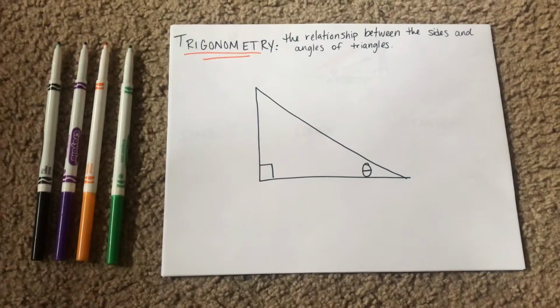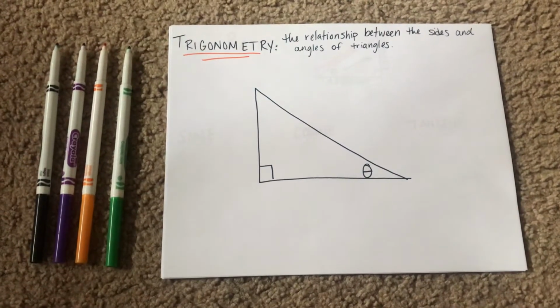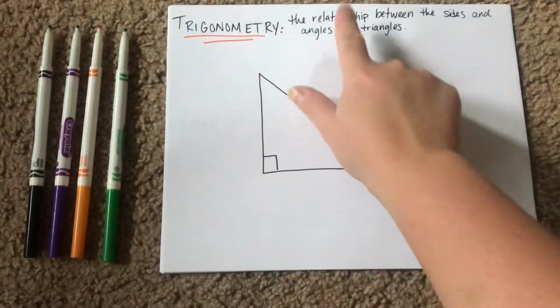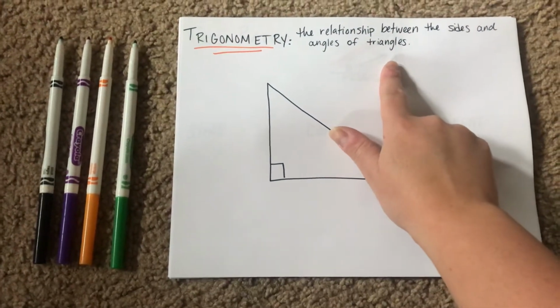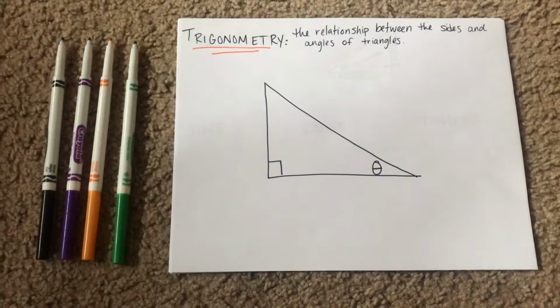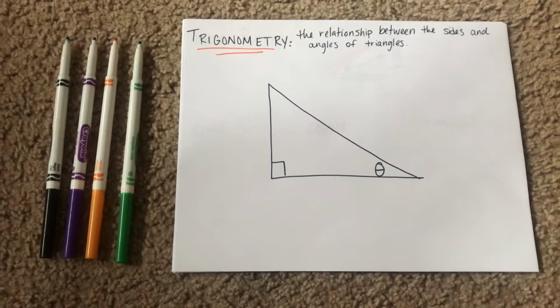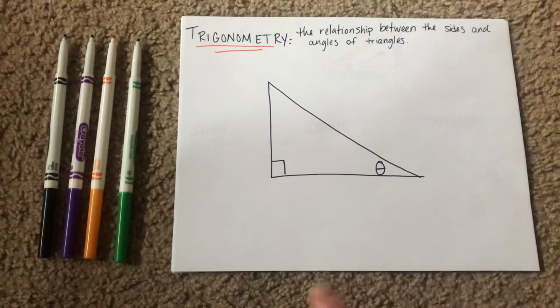We are going to start talking about trigonometry this week. And as you can see here, trigonometry is the relationship between sides and angles of triangles. If you thought we were done with triangles, you are wrong. So this is our last unit on triangles. We're going to do it this week and next week.